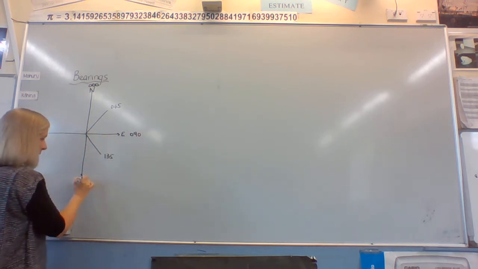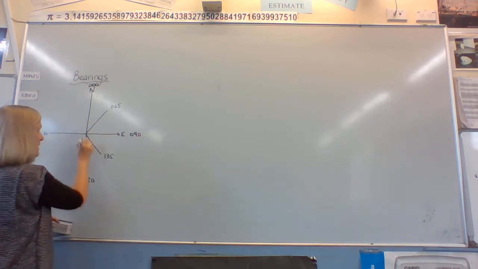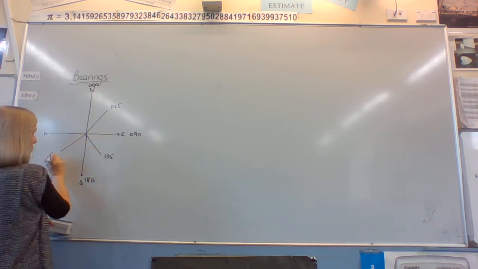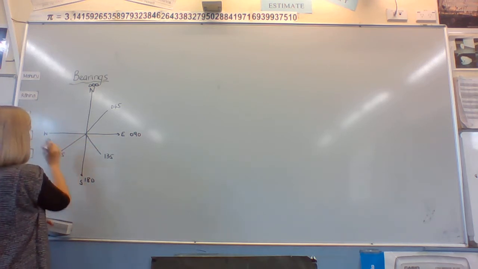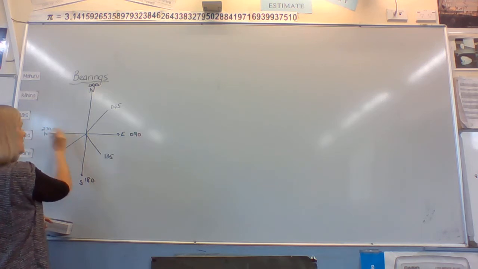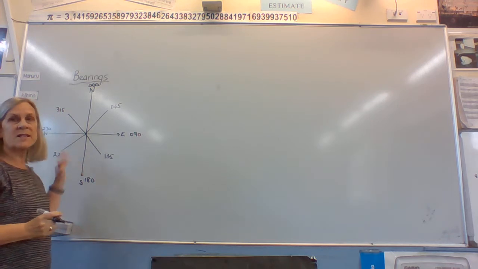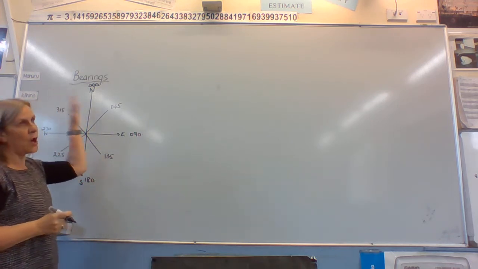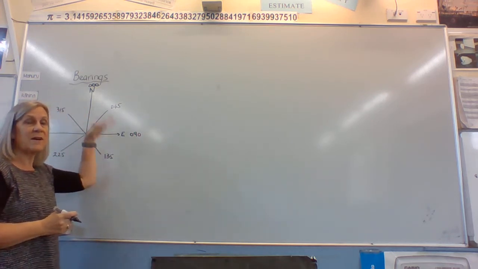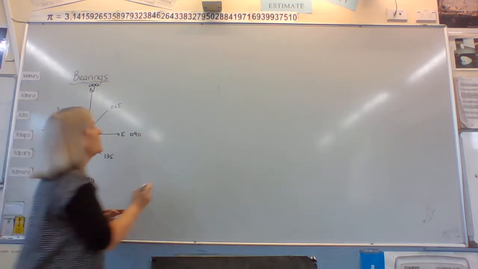135, 180, 225, 270, 315, and back to 000. So that's how bearings work. We always put lines that go pointing upwards when we start from our bearings. So let's have a look at a question.